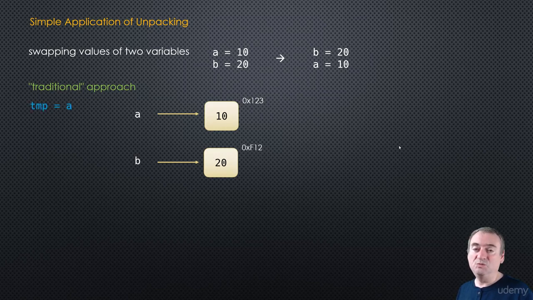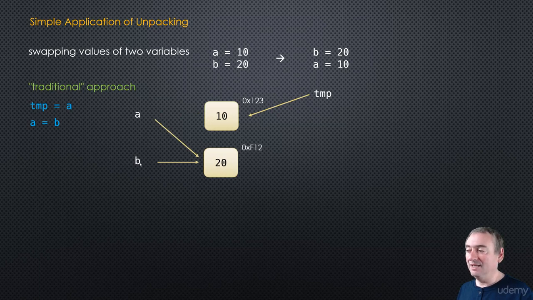The first thing we do is we create a temporary variable that's going to point to the same object that a is pointing to. We need to keep track of that because the next thing we do is we change a. We make a equal to b. Now what does that mean? That means that we change the reference of a to point from where it used to point, 10, to now point to wherever b is pointing, which is 20.